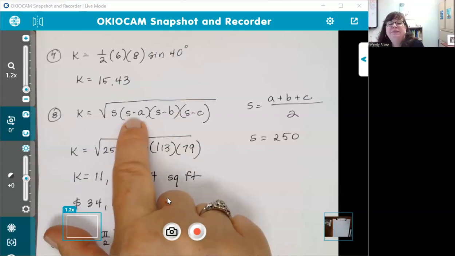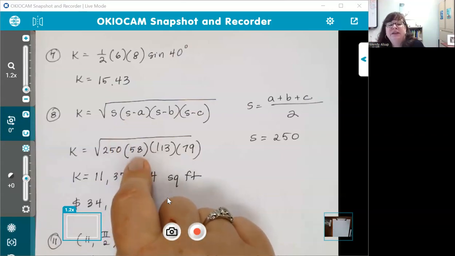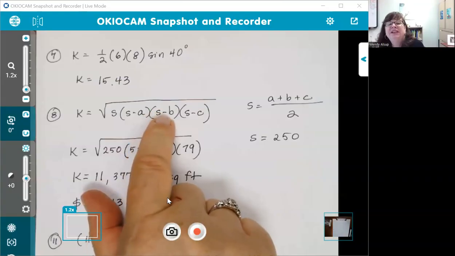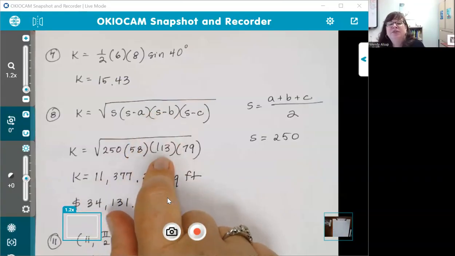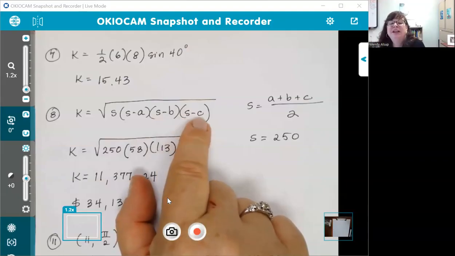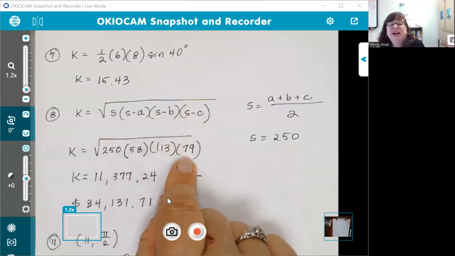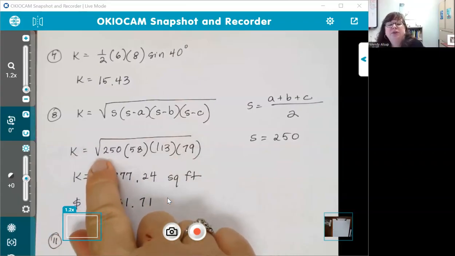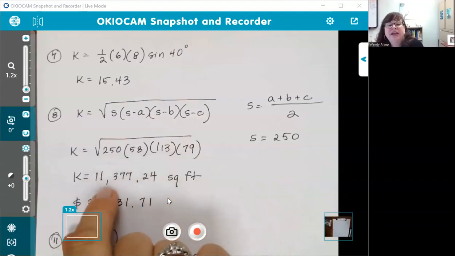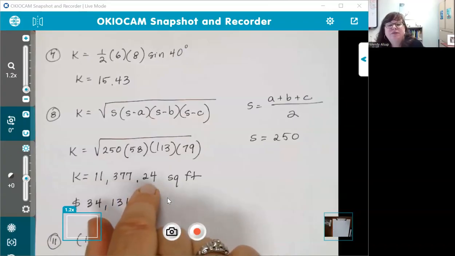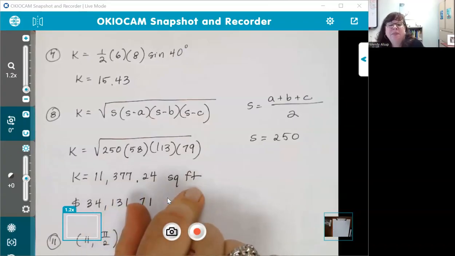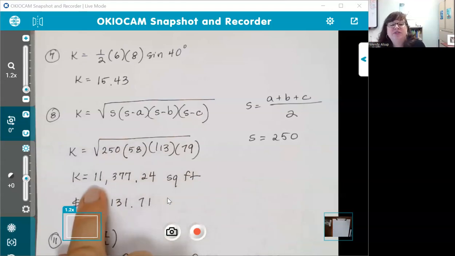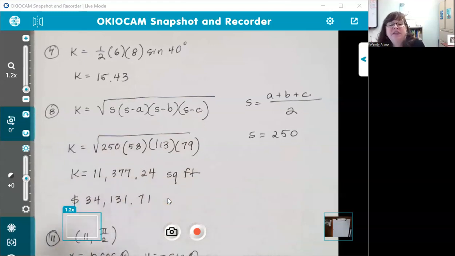So then I had my 250. Then I had 250 minus my first side, which was 58. 250 minus my second side gave me 113. And 250 minus my third side gave me 79. Then I took the square root of all of those multiplied together. That gave me 11,377.24 square feet. But I needed the cost, and the cost was $3 per square foot. And that's how I got 34,131.71.